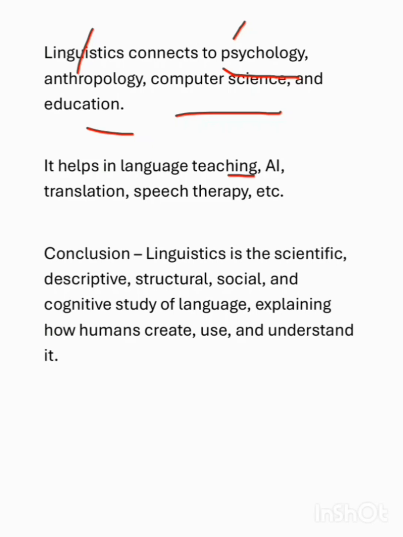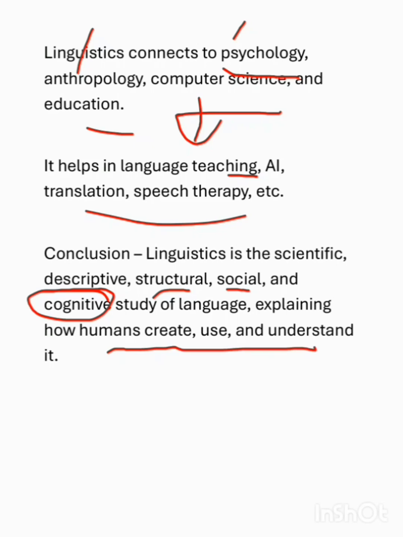It helps in teaching, AI, translation, and speech therapy, which is basically what we study in computer science. So in conclusion, linguistics is scientific, descriptive, so it is not prescriptive. Structural, it is structurally maintained. It is social, we learn it through society. And cognitive, the study of language, the mental concept which occurs in our mind. It explains how humans create, use, and understand it. So this was all about linguistics and its nature.